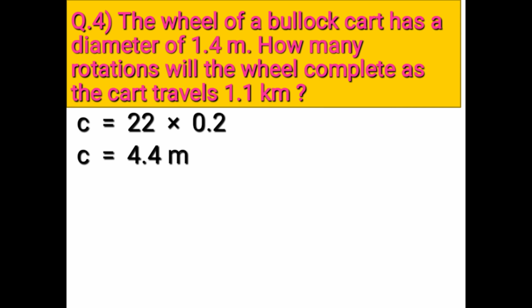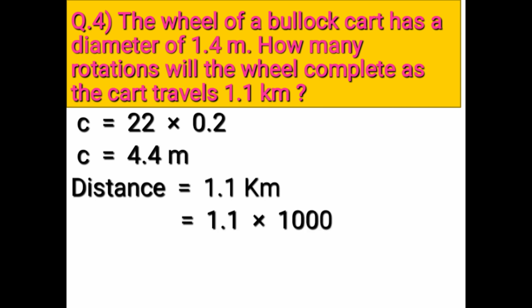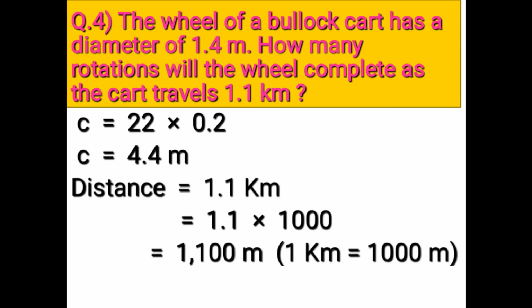Okay. Now the distance is given as 1.1 kilometers. You have to convert kilometers into meters. 1 kilometer is 1000 meters, the formula. The distance is 1.1 kilometers. When you multiply 1.1 into 1000, the answer is 1100 meters. 1 kilometer is equal to 1000 meters. When you multiply 1.1 into 1000, the decimal point moves after 3 digits and it becomes 1100 meters. Okay.